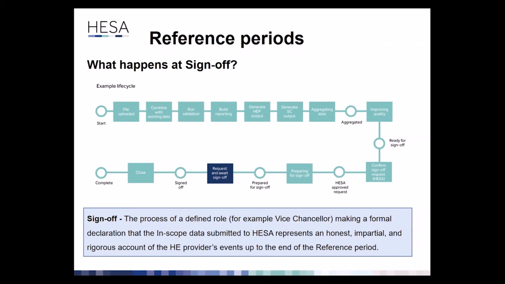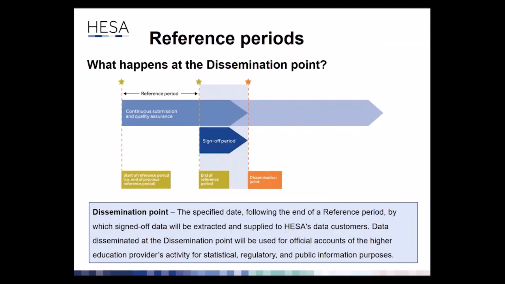Okay, so from reference periods and sign-off to dissemination point. So what happens at the dissemination point? As I alluded to before, this is the specified date, and we will be publishing dates, but we haven't done so yet, following the end of a reference period by which signed off data will be extracted and supplied to HESA's data customers. Data disseminated at the dissemination point will be used for official accounts of the higher education provider's activity for statistical, regulatory and public information purposes.